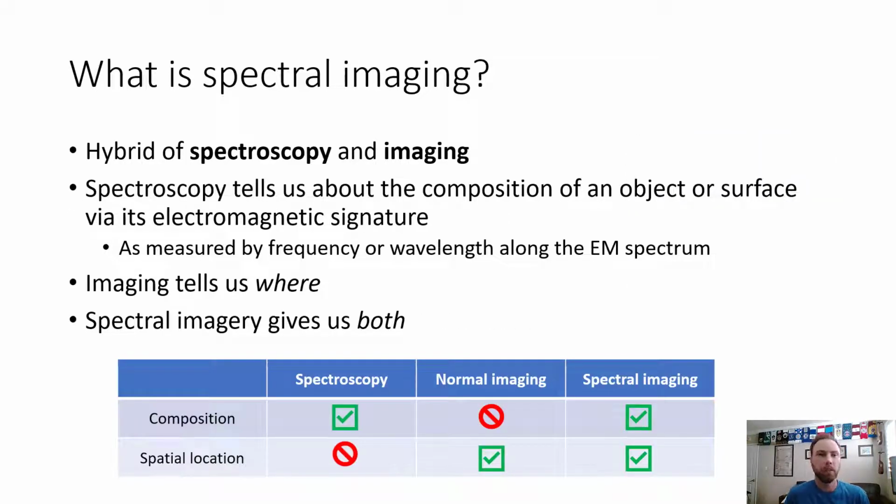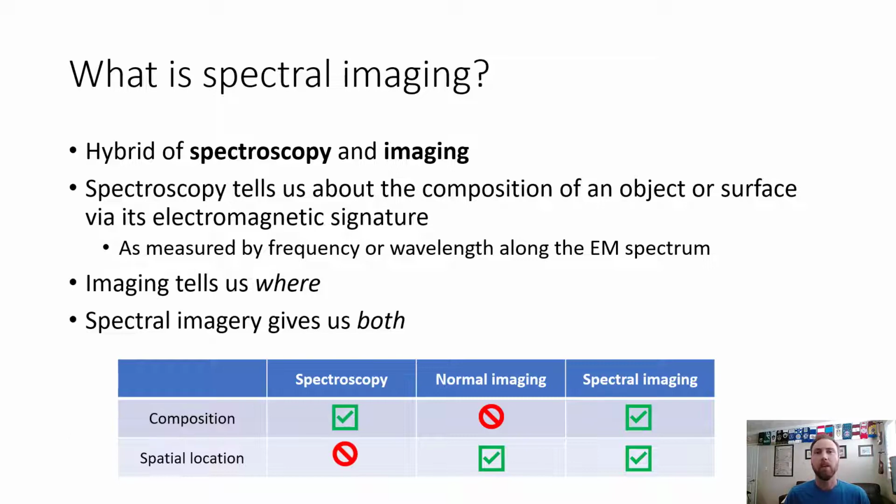So what is spectral imaging? Spectral imaging is a combination or a hybrid of spectroscopy and imaging. Spectroscopy tells us about the composition of an object or the surface via its electromagnetic signature. A spectroscope looks at the composition of material by measuring and interpreting its spectral signature. It does that by looking at the different composition, maybe the chemical composition or the radiance, the reflectance off of an object or off of the surface.